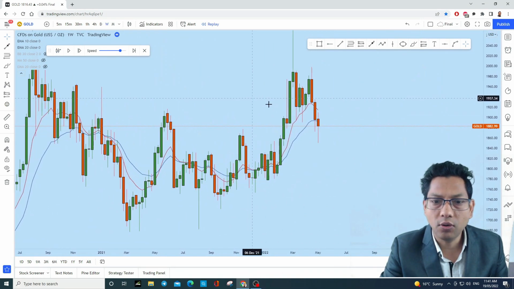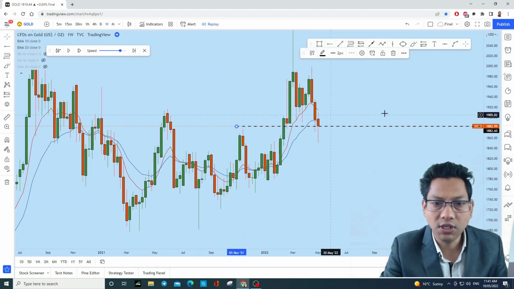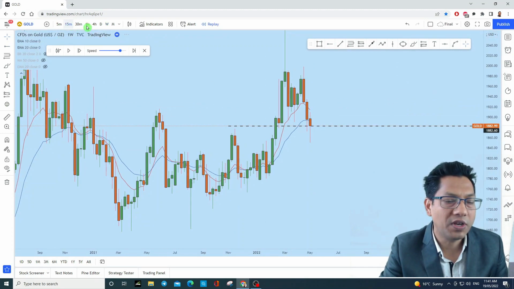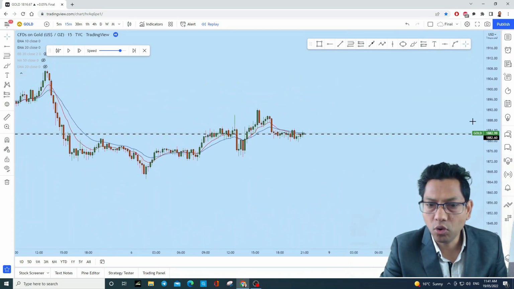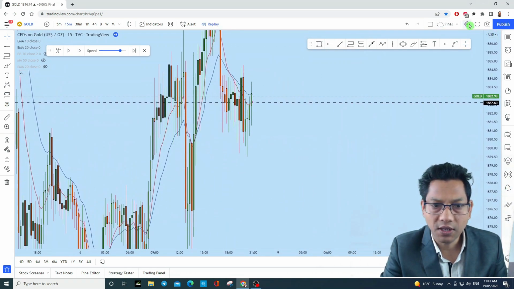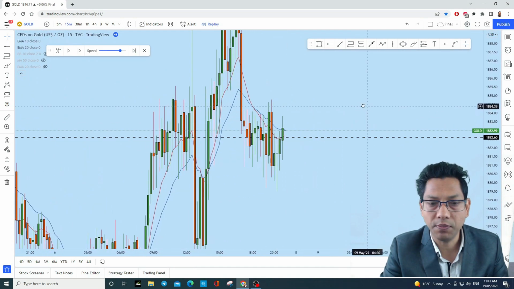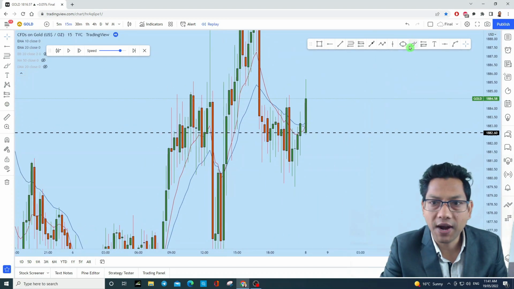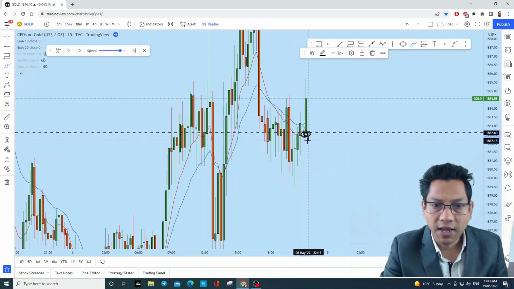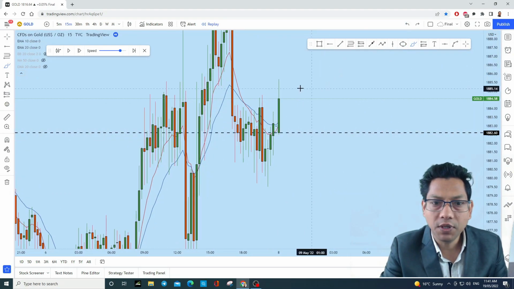Okay, so now this is the weekly chart. Let's draw this weekly closing. This is where. Now go to the 15 minutes time frame. Let's see what happened. Okay, now if you go to the 15 minutes time frame, this is where the market closed the previous week. Now let's replay the chart. You see there has been a big gap opening here. You see the market opened here with a big gap and then went above to this level.